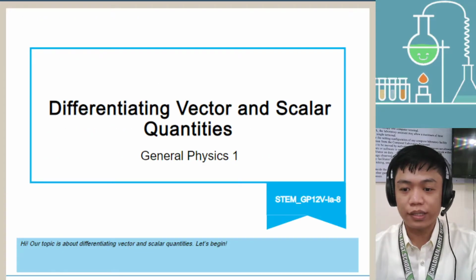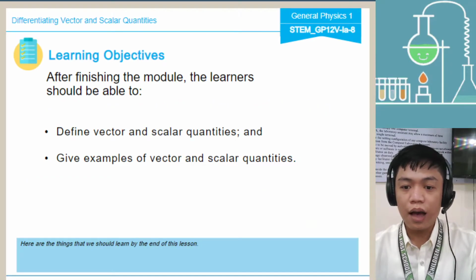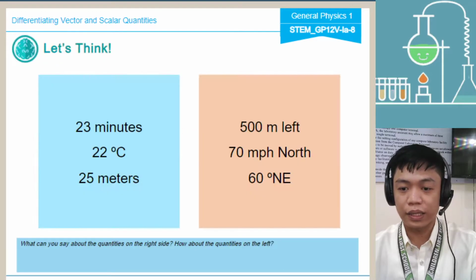Differentiating Vector and Scalar Quantities. After finishing the module, the learner should be able to define vector and scalar quantities and give examples of the vector and scalar quantities. So let's begin. So let's think.